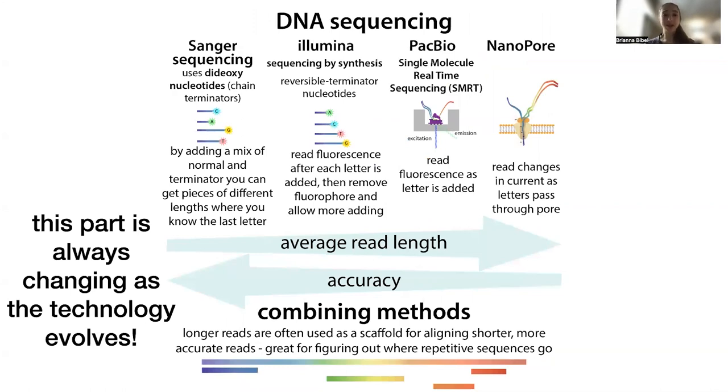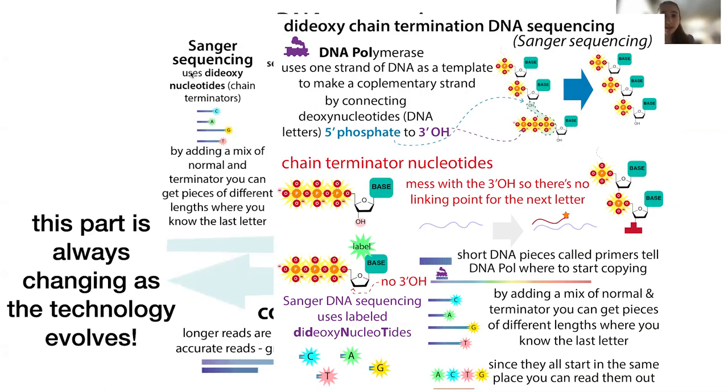So that's the basics of DNA sequencing. In Sanger sequencing, we're going to be reading the last letter of a bunch of different strands of DNA. We're going to have a bunch of strands of DNA, and we're going to start making copies of them.